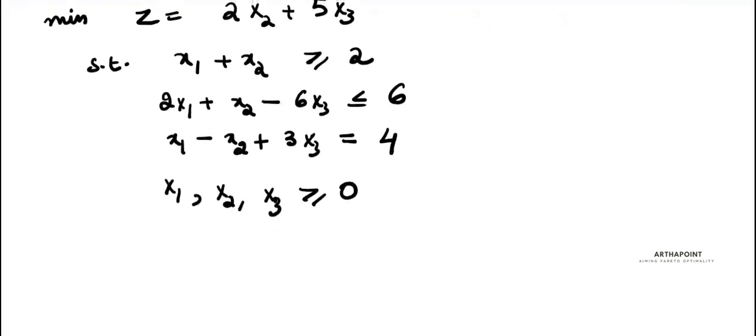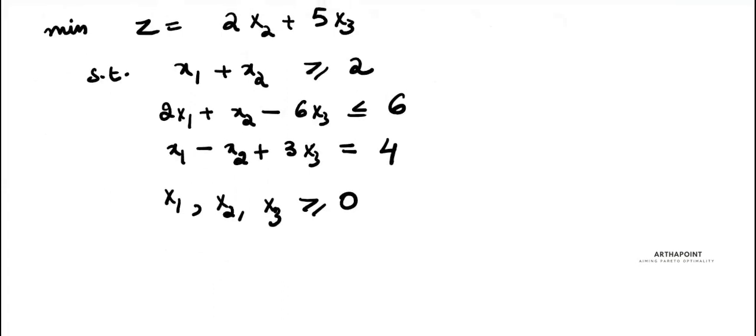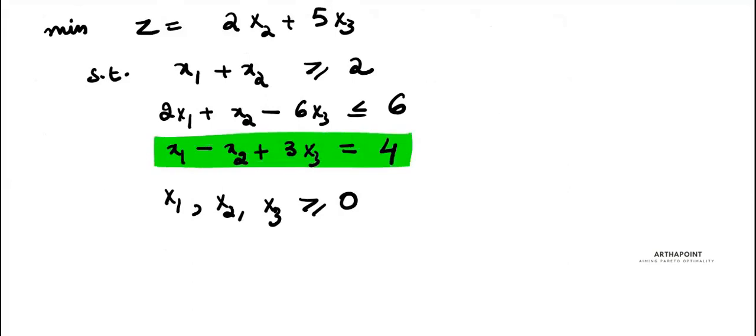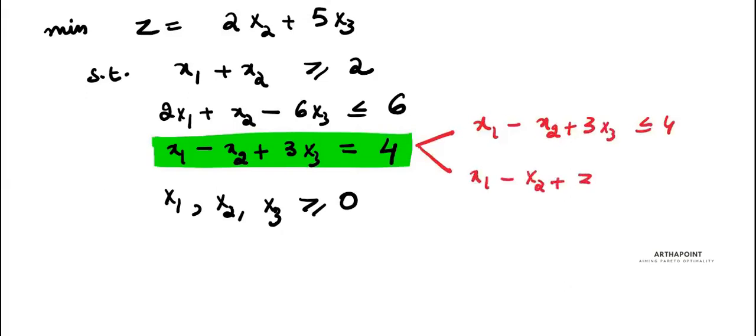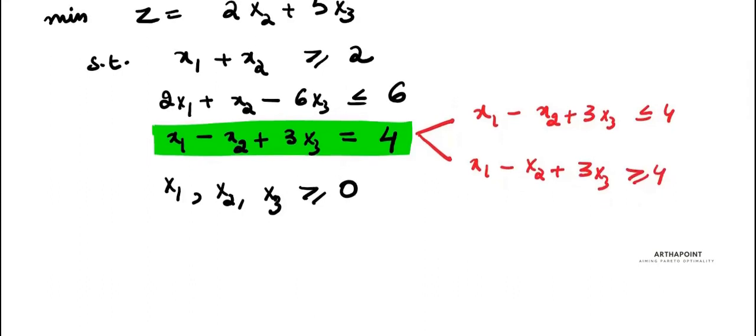Now please understand this thing. First of all, we'll start from the very beginning. Whenever you have an equality in the equation, an inequality is not there, then an equality can be converted into inequalities by saying that there are two equations that exist: x1 minus x2 plus 3x3 less than equal to 4, and x1 minus x2 plus 3x3 greater than equal to 4. So you will say that there is not one equation that exists, but in fact, there are two equations that exist.